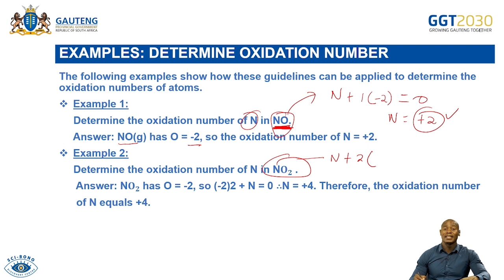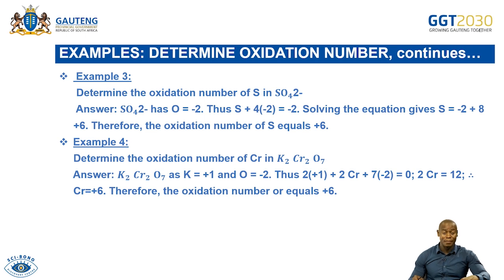Then what is the oxidation number of oxygen? It is negative 2. So this should be equal to 0, because this is a neutral compound. So N will be positive 4. That will be the oxidation number of nitrogen in nitrogen dioxide, right? So this is how we should use the rules to assign the oxidation numbers of atoms. And then example number 3.